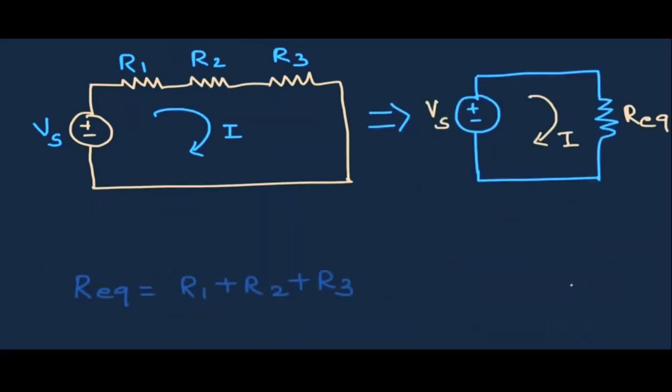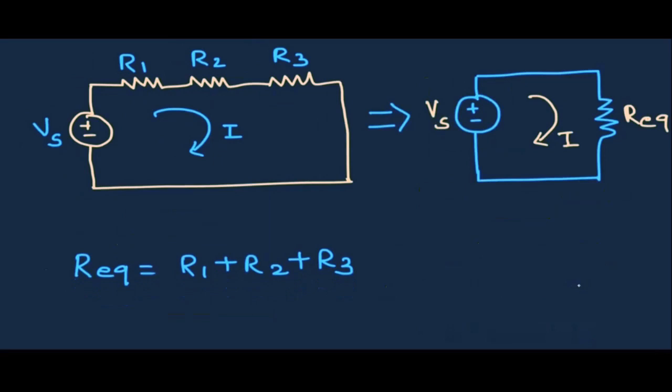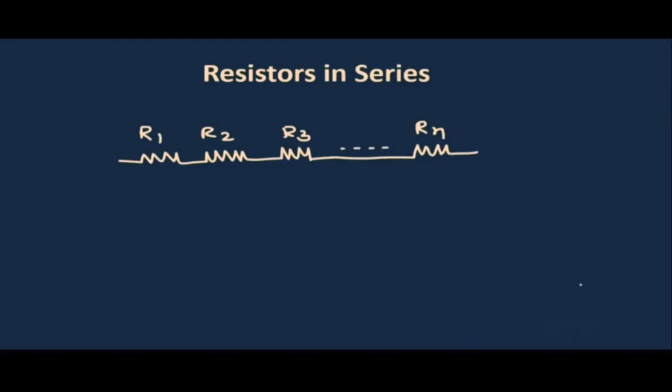So we can say that if three resistors are connected in series, then their equivalent resistance can be given as the sum of all the resistors. So in general terms, we can say that if n number of resistors are connected in series, then their equivalent resistance can be given as the summation of all the n resistors.